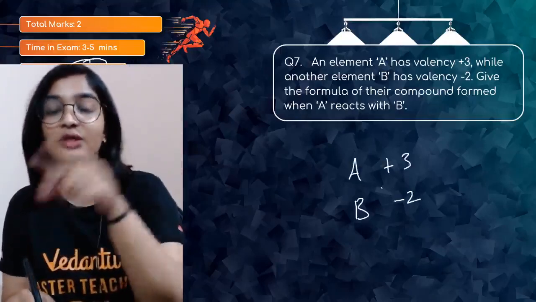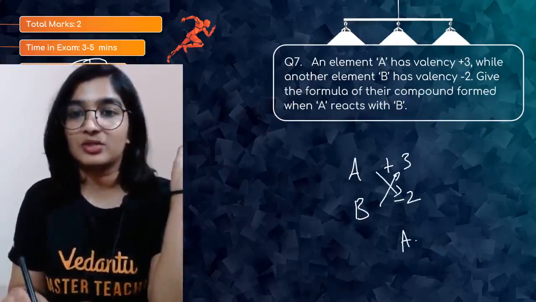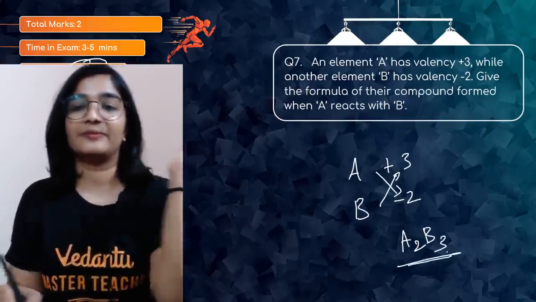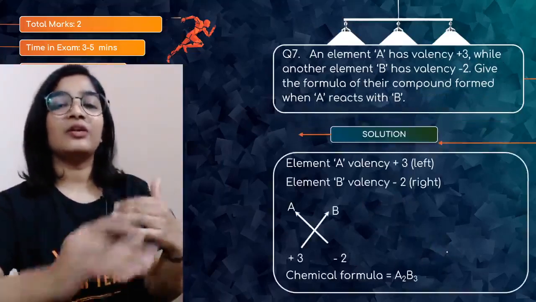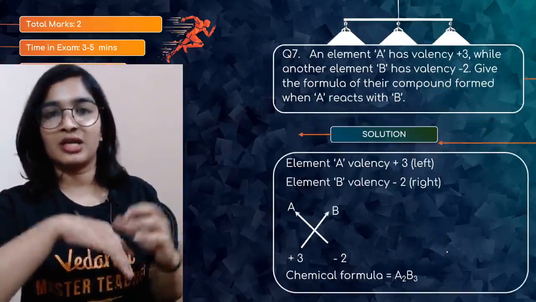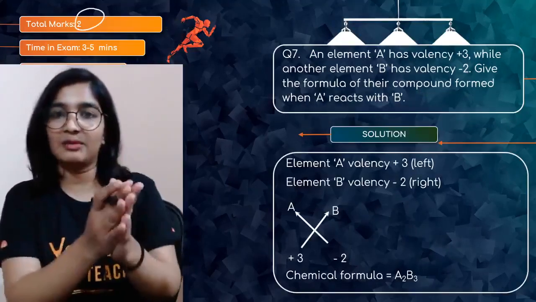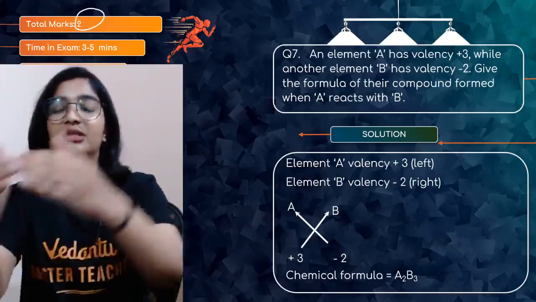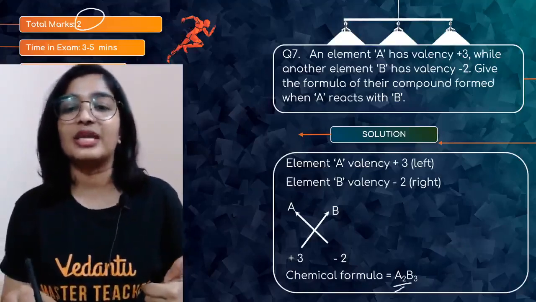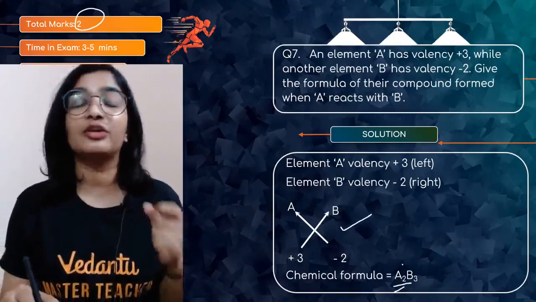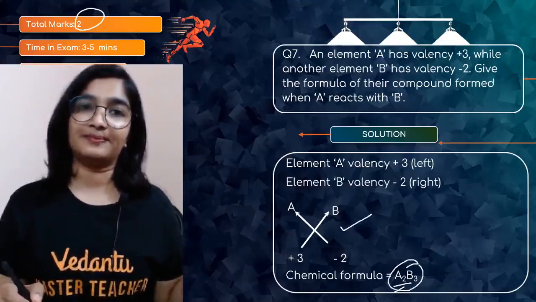So we know how to write the chemical formula: crisscross method and ignore the charges. So it will be A2B3. That will be the answer. So when you are answering these kinds of questions, as it is asked for 2 marks, first write down that the valency of element A is plus 3 and the valency of element B is minus 2. Then by the crisscross method, the chemical formula is A2B3. So you should write that. If you directly answer A2B3, you will get only 1 mark. Got it?